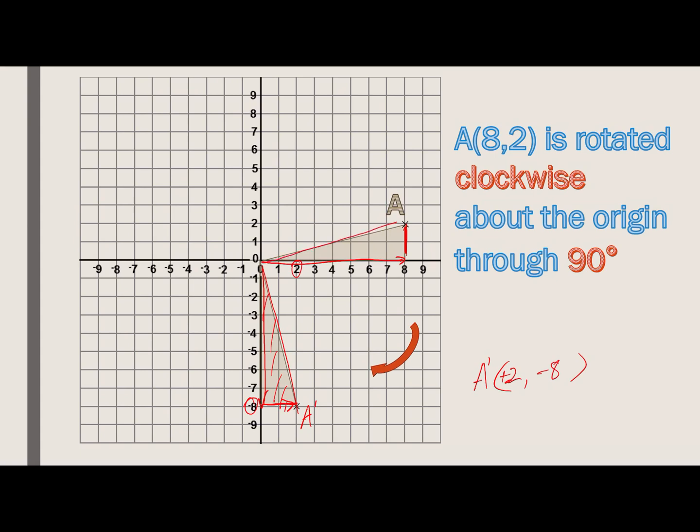That means OA is rotated about the center. That means the origin is the center, and then we rotate 90 degrees here. And then we reach point A prime.